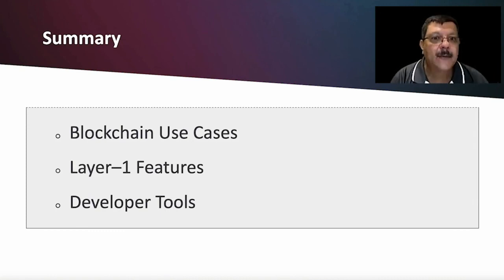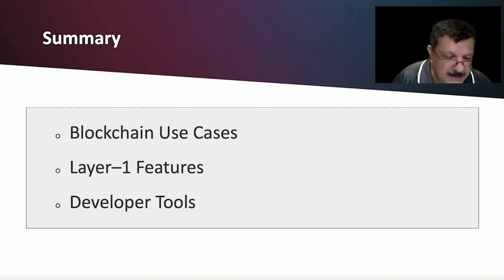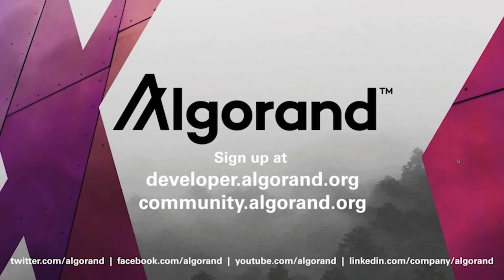Wow. So in summary, we covered a lot of ground in this video. We covered blockchain use cases and the issues that revolve around those solutions, as well as what blockchain can do for you in use cases like crowdfunding, gaming, voting and many more. Layer 1 features, we really drilled into quite a few of those, with ASA, atomic transfers and smart contracts. Those are all really key, and being able to tie them together into solutions is extremely powerful. The developer tools are great.